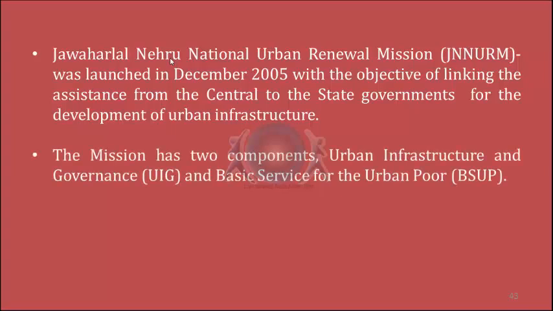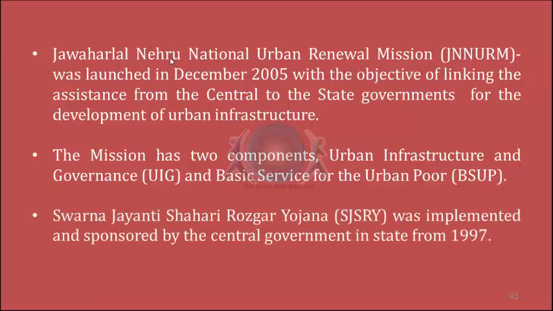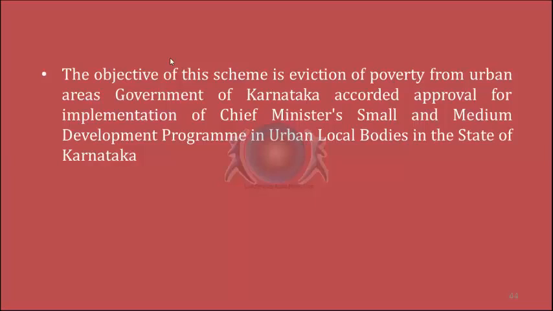The mission has two components, that is urban infrastructure and governance, and the provision of basic services for the urban poor. Then there is the Swarna Jayanti Shahari Rozgar Yojana, which was implemented and sponsored by the central government in the state from 1997 onwards. The objective of this scheme was the eradication of poverty from urban areas.